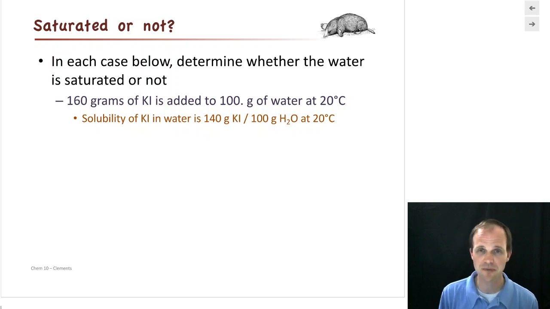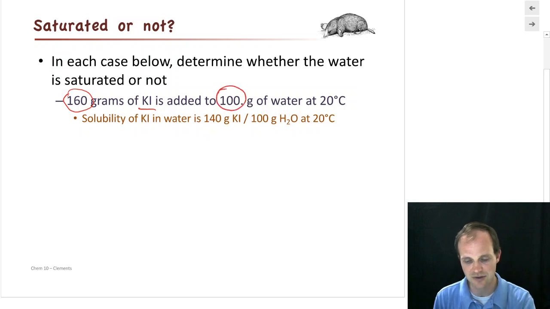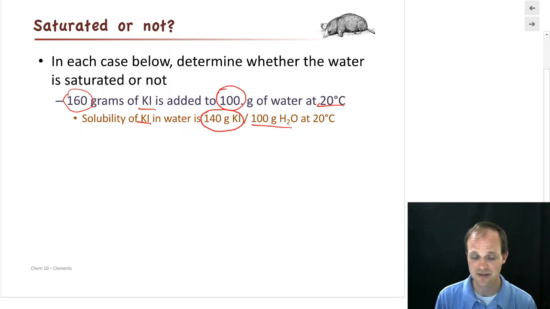And we're going to determine whether something's saturated or unsaturated. I'm going to show you a couple different ways of calculating it, and either way you calculate it is just fine. So the first one we could probably do just by looking at it and thinking about it. We've got a situation where we take 160 grams of potassium iodide added to 100 grams of water at 20 degrees Celsius. And I'm going to give you some information that says the solubility of potassium iodide is 140 grams for every 100 grams of water at 20 degrees Celsius.